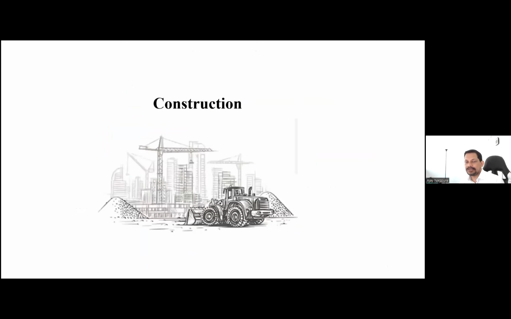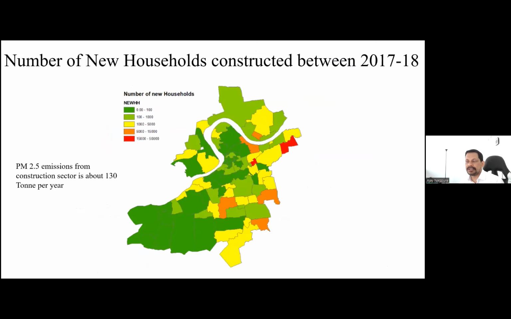Last, I'll just use the construction emission inventory. For the construction emission inventory, for example, you have the census data. If you have old census and new census, you can simply compare both at the ward level or the city level. You'll find out the number of new households.